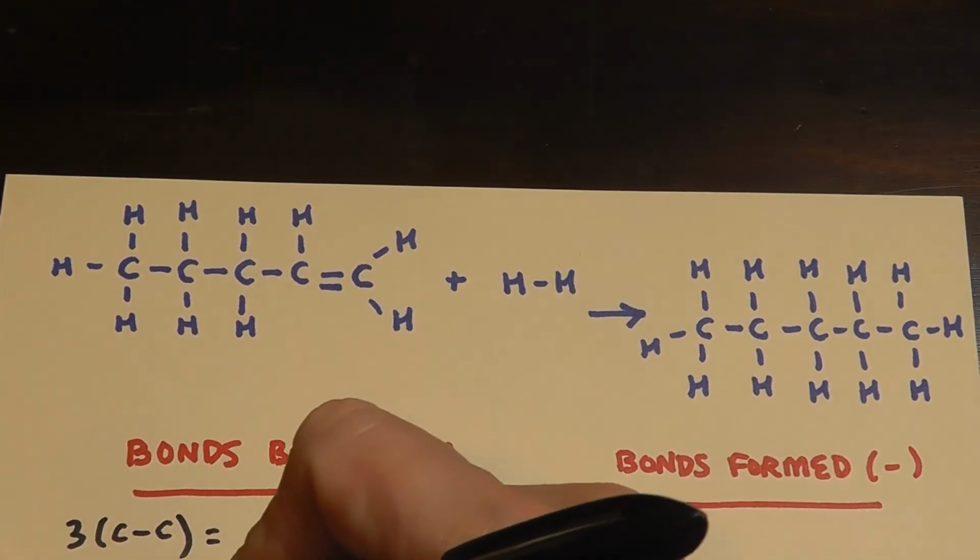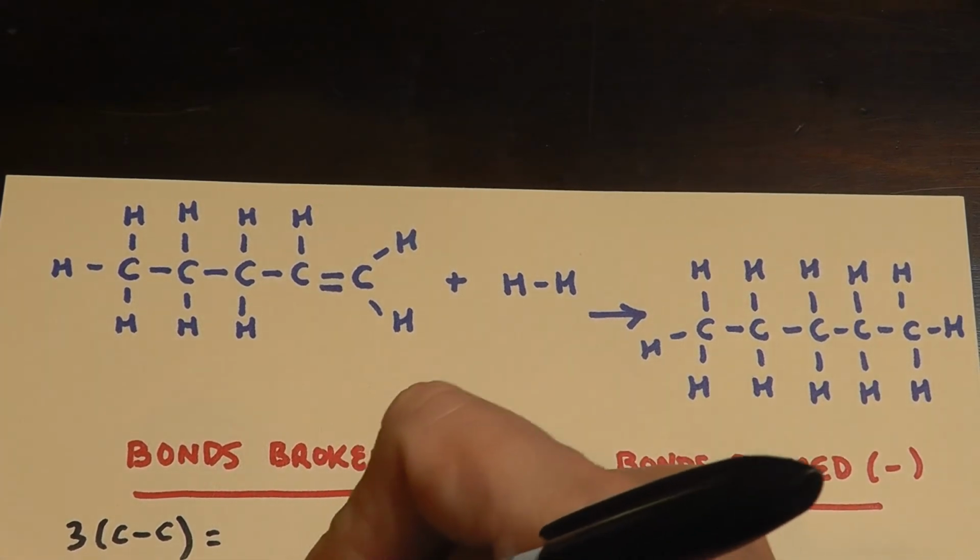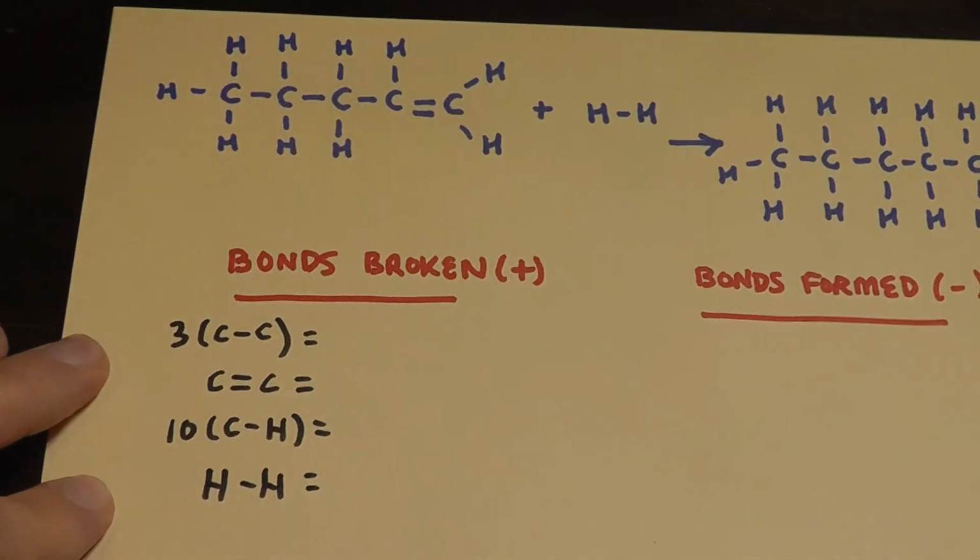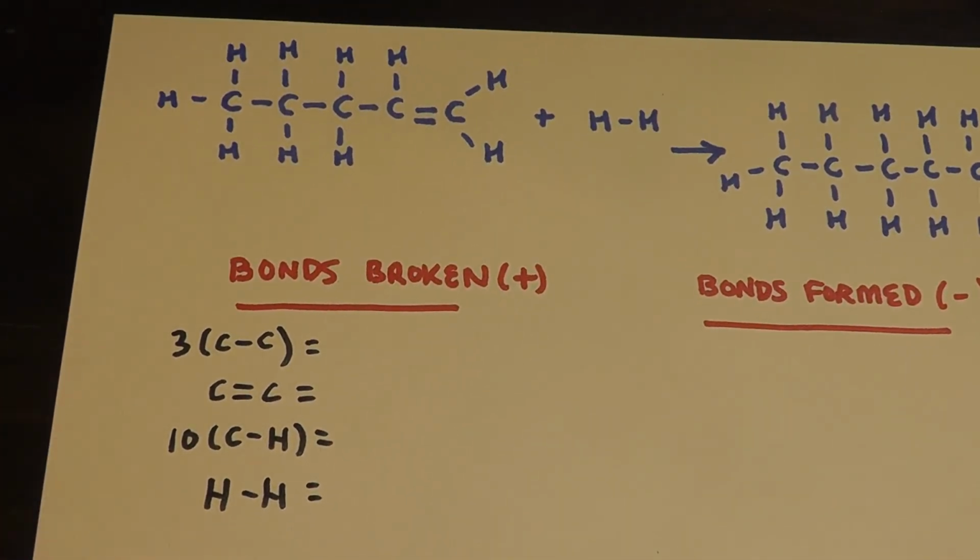Don't forget this guy. 1 H-H bond. That's everything on the left side of the arrow. Oh my goodness, I did not show you what I was doing. So there's all my bonds in the reactants. Now, what I'm going to do, I'm not going to dig up the numbers yet, folks, and I'll tell you why.